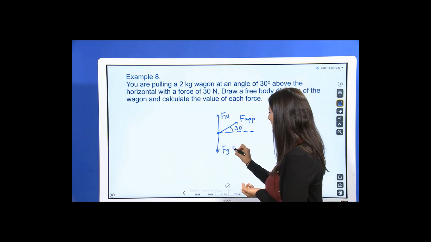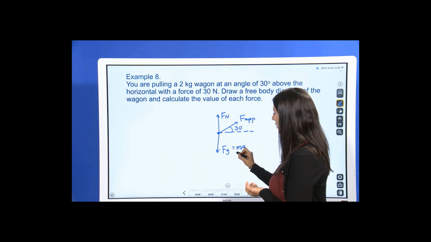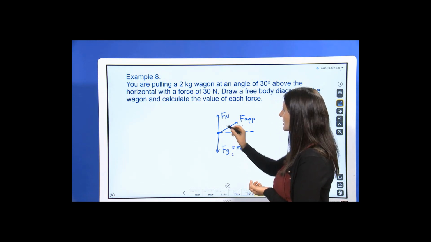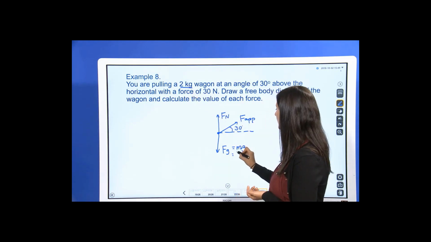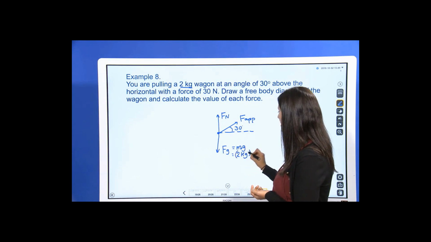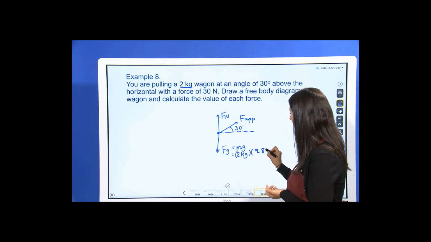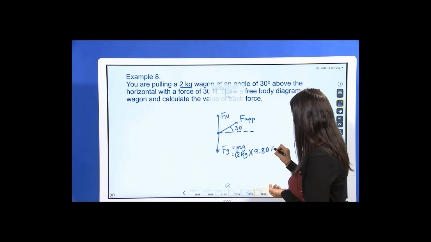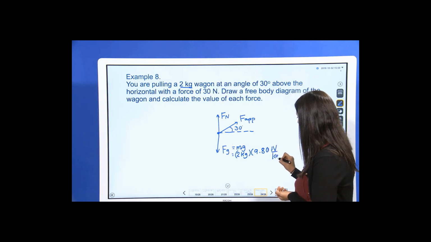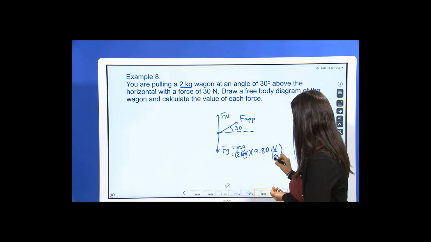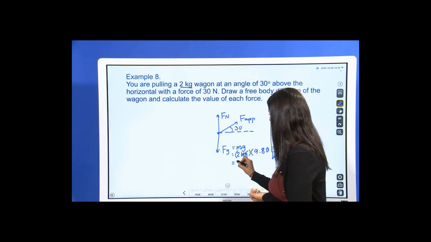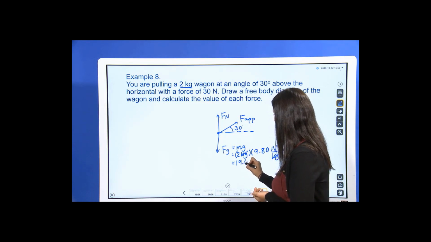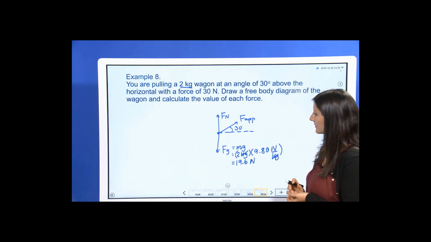So Fg always equals mg, where m is the mass of the object in kilograms, so in this case it's 2 kilograms. And g is 9.80 newtons per kilogram. The kilograms cancel one another out, and I get 19.6 newtons. Okay, so that's my Fg.